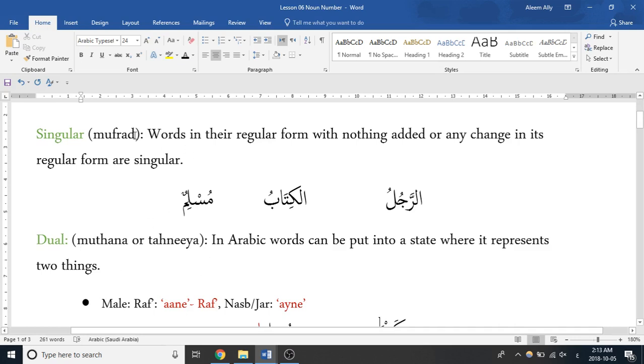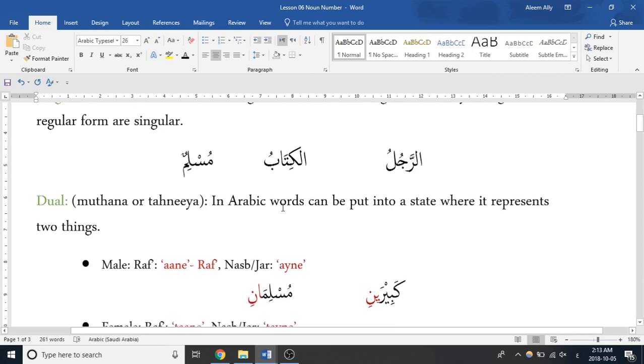To identify something in its singular form, the word just looks normal. There's nothing added to it on the end, nor is there any change that occurs in the middle of the word. So when it comes to numbers and nouns, to identify whether we're dealing with a noun that's singular, plural, or dual, we want to look at the endings, and at what's going on in the middle of the word. That's just something to keep in mind.